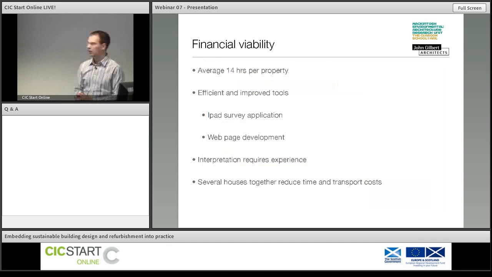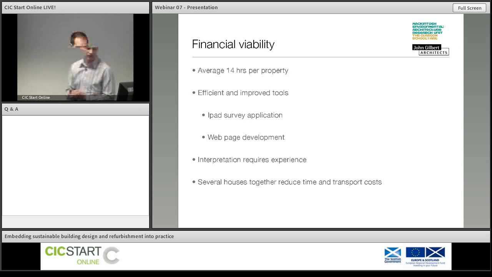At the moment, we're looking at the financial. Obviously, time costs money. How can we make this cost commensurate with the amount of information that you get out of the project? So we're taking an average of about 14 hours per property at the moment. And that's including travel time, and that's including all the surveys and so on. Obviously, if you multiply that over a number of properties in the same area, you're reducing that. But then you're also quite oddly increasing it slightly because then you have to hang about while people come and go and allow you into the houses.